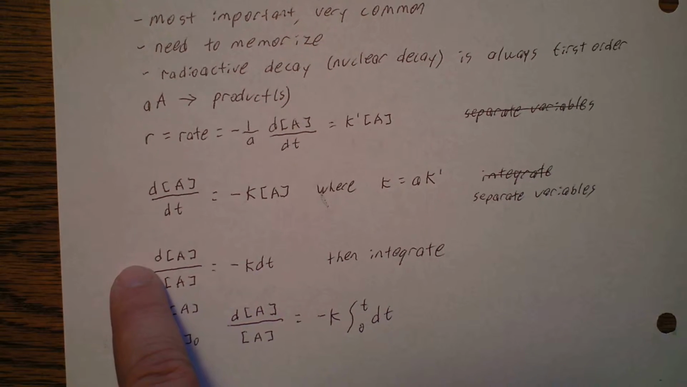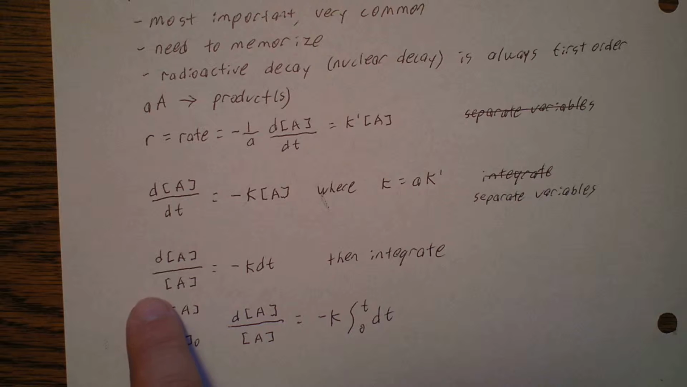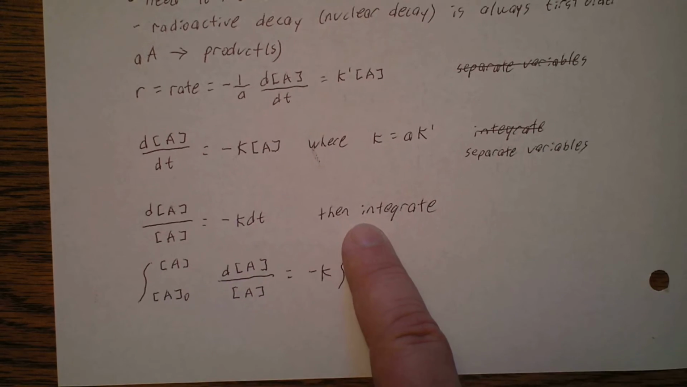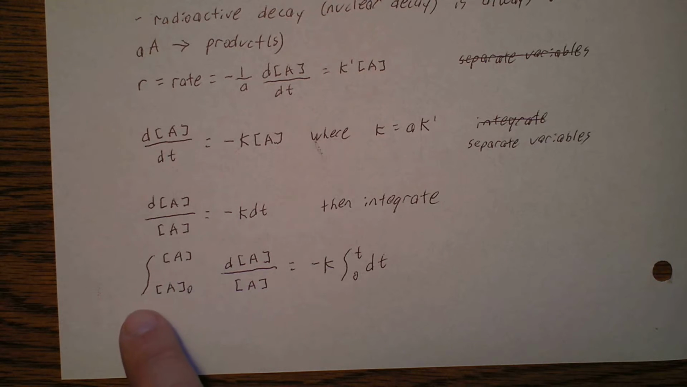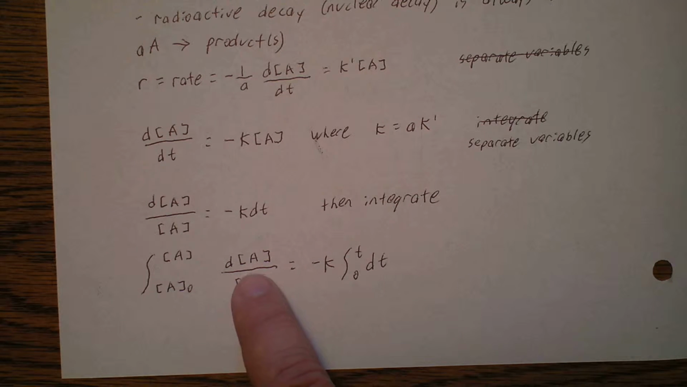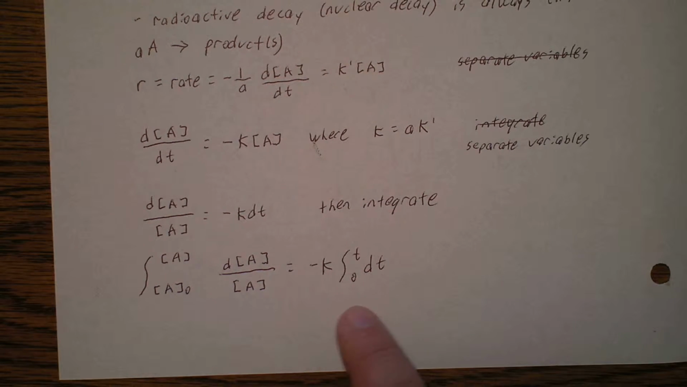So we have the derivative of the concentration of A divided by the concentration of A is equal to minus k differential of time. Now we can integrate that because we separated the variables. So you have the integral from the initial concentration of A to the current concentration of A of 1 over the concentration of A with respect to the concentration of A. And that's equal to minus k times the integral from 0 to t of dt.